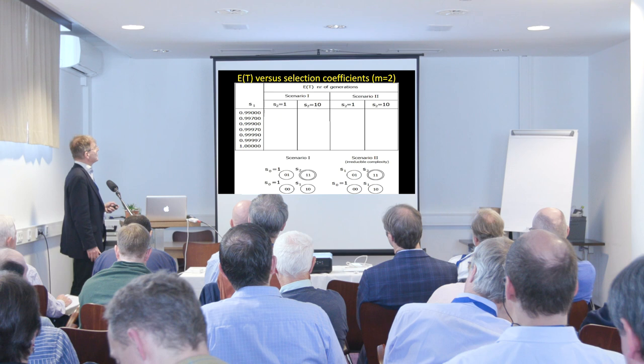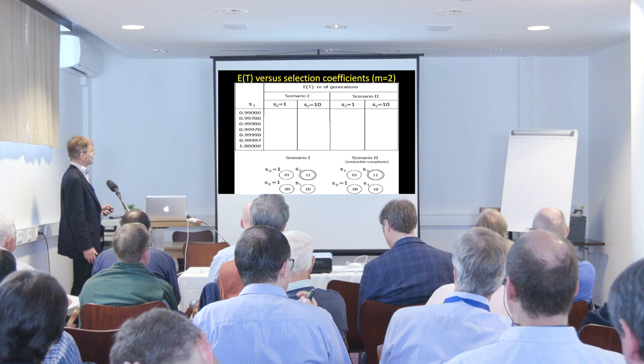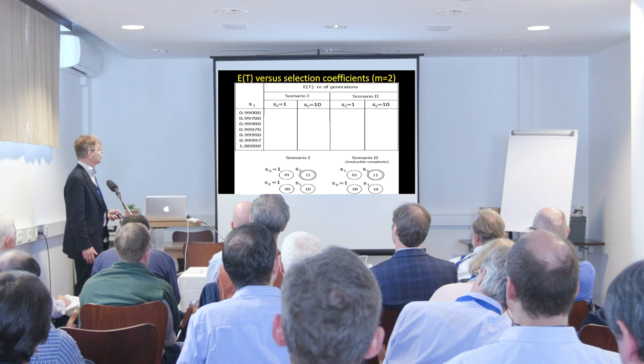In this case, we have a population size of 10,000. In the previous examples, the population size does not enter the waiting time. I can explain, but here it comes in, the sensitivity to the selection coefficient. So I have two scenarios here.